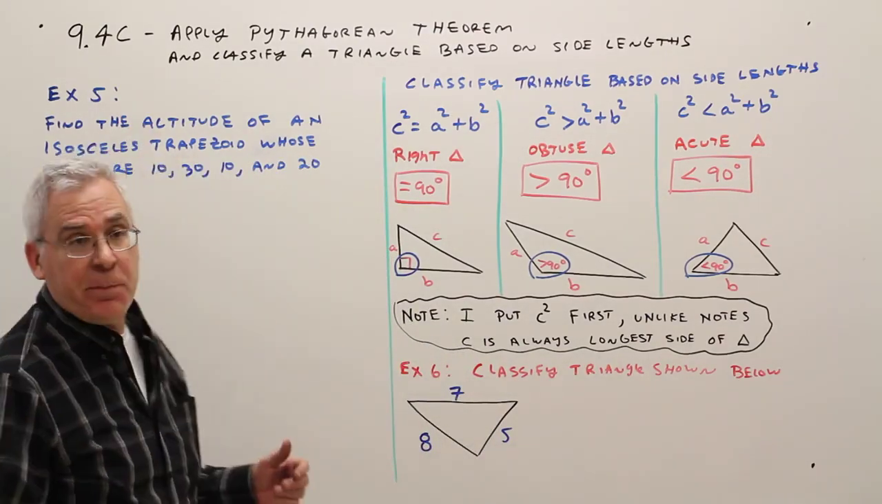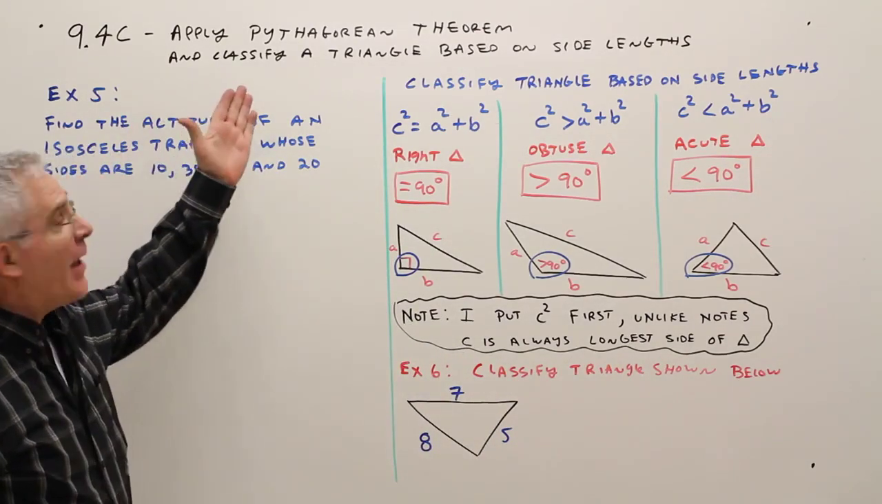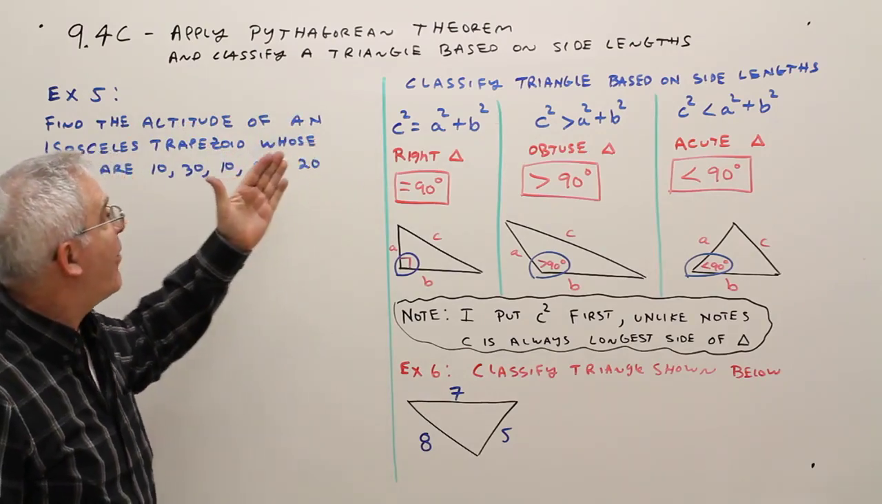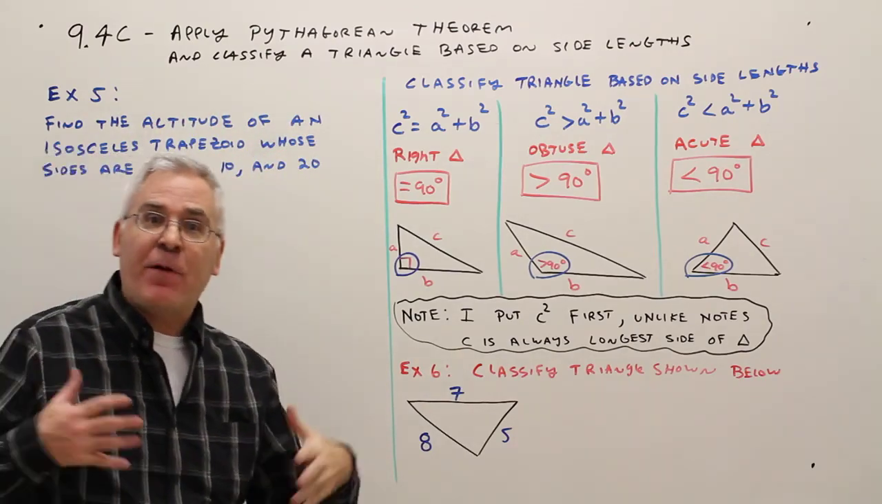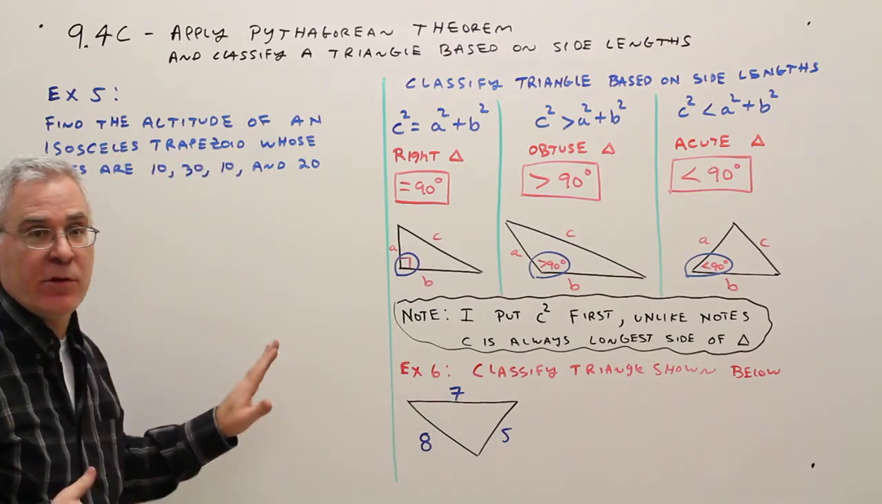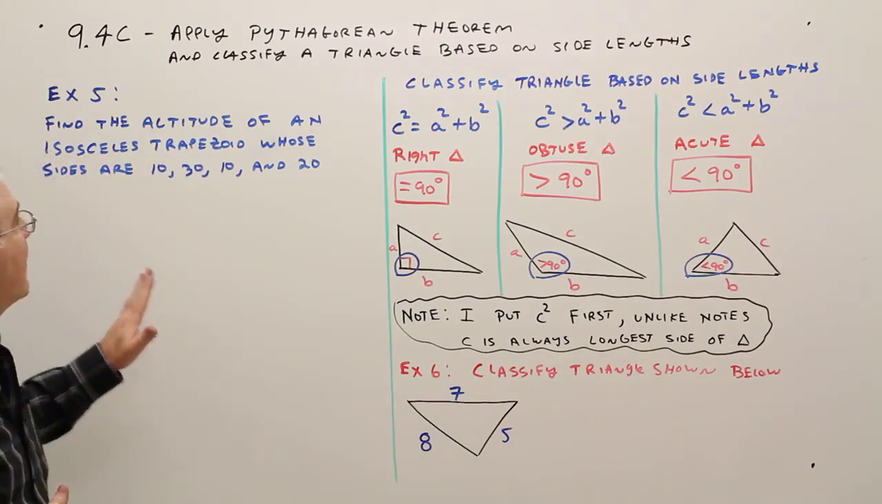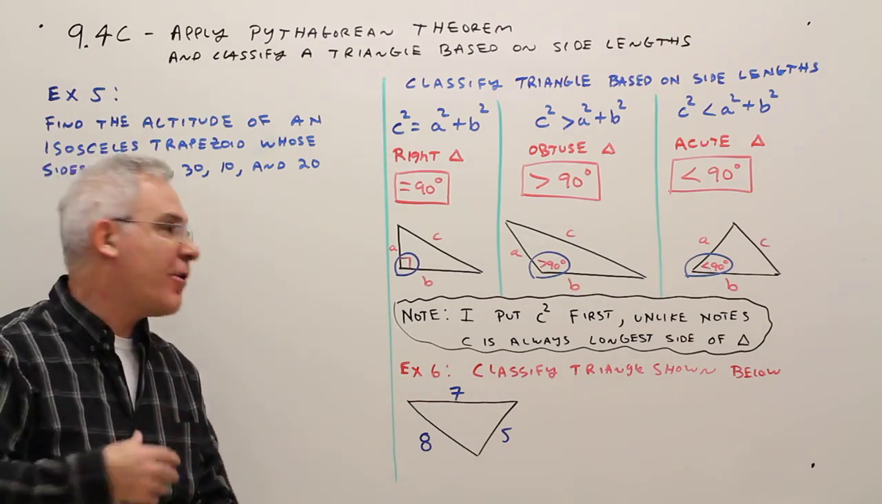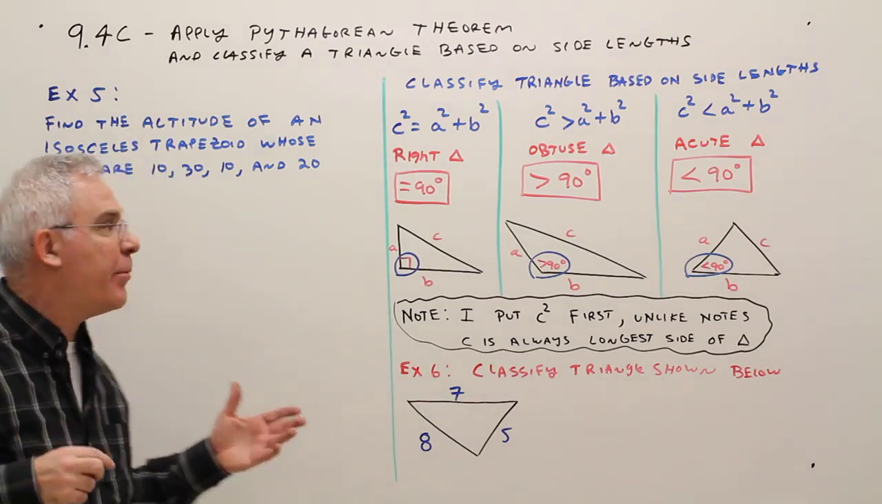Welcome to video 9.4c. I've got one more application of the Pythagorean theorem, and then we're going to classify a triangle based on the side length. So first we'll do one more application. All right, example 5. And this one is guaranteed to be in a quiz or a test. It's just a classic problem.